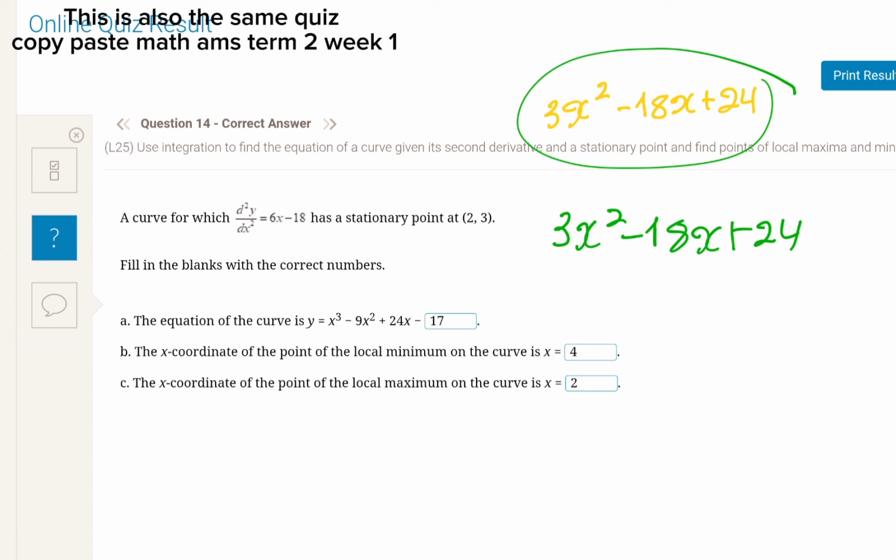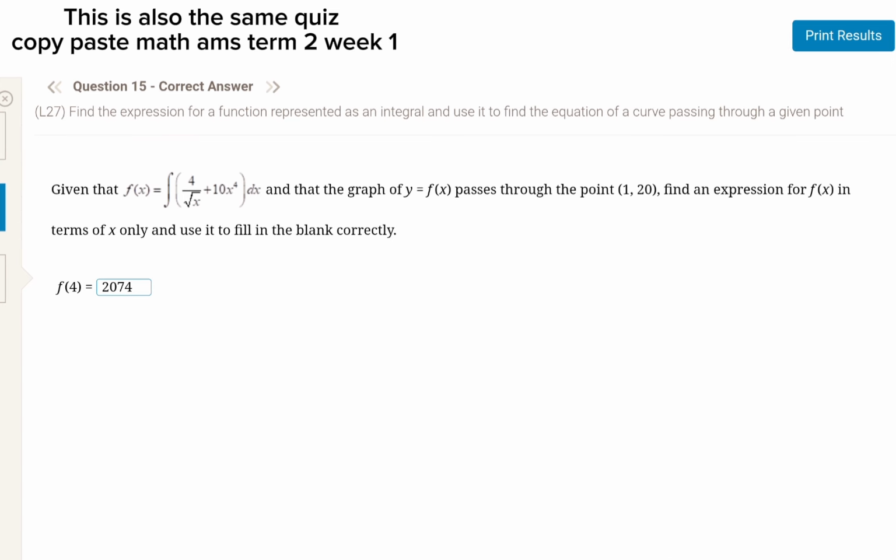What does it say? Given that f'(x) is such and such, it passes through the point 1, 20. Find an expression for f(x) in terms of x only and use it to fill in the blank. They want f of 4. So we need to find the expression of f(x), right? And what do we need to do? We need to substitute x by 4. So our very first step is to do the integration of this.